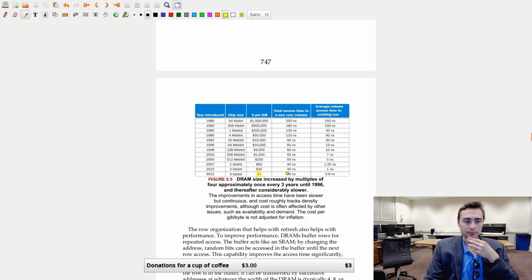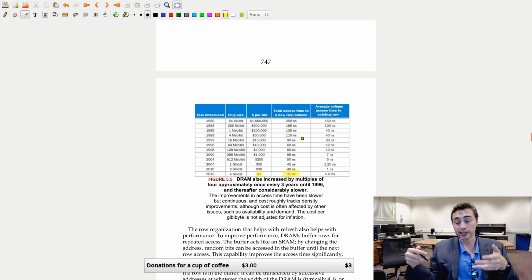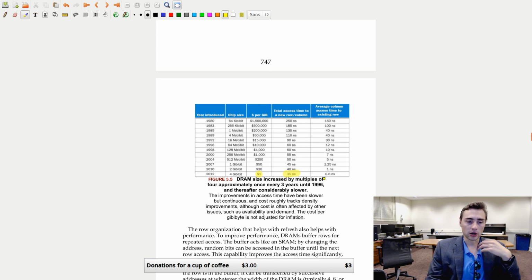And then we see that by today, we're down to like 35 nanoseconds. And then the column access time. So the 35 nanoseconds is to access the row, but to access a column in an existing row, something that we've already tried to access, we're down to 0.8 nanoseconds now. So pretty good. We're doing pretty well.